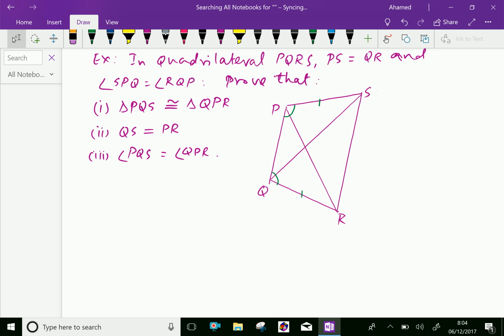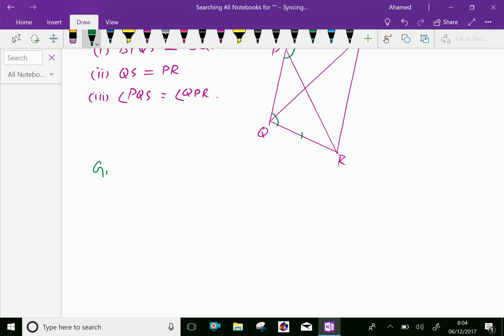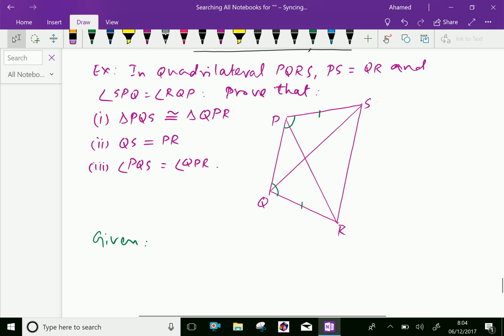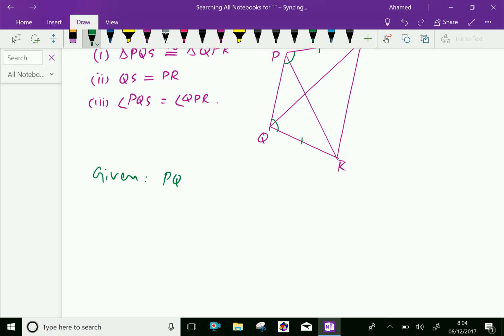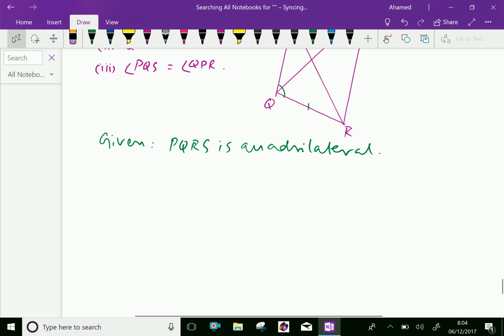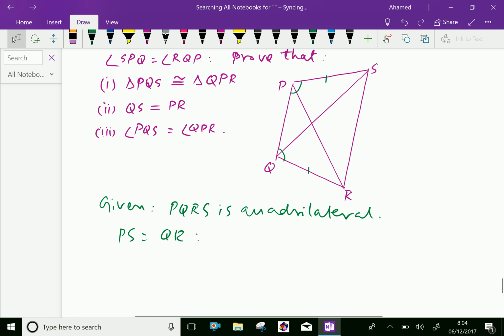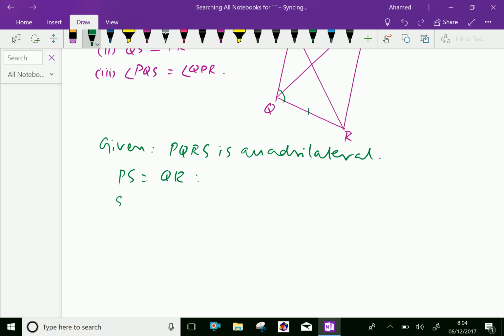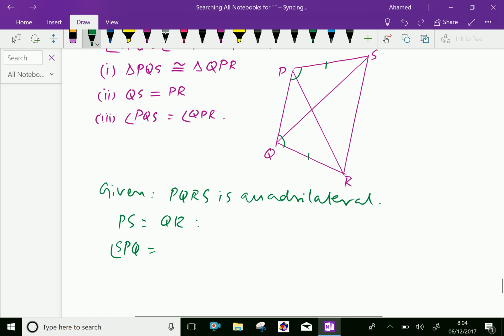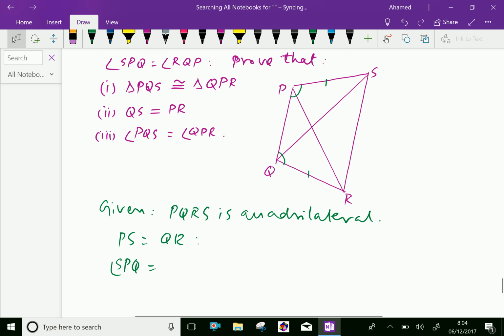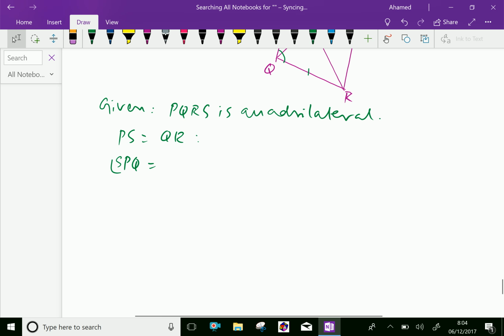Here, the given: PQRS is a quadrilateral in which PS equals QR, and angle SPQ is equal to angle RQP. Angles are given. Now, let us start the proof.